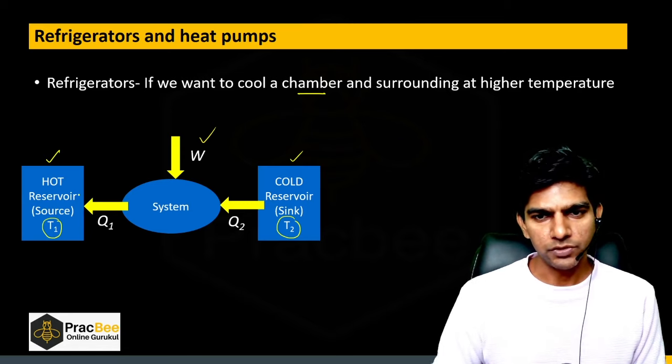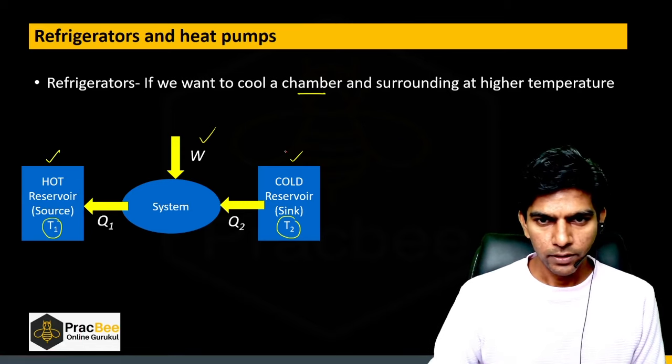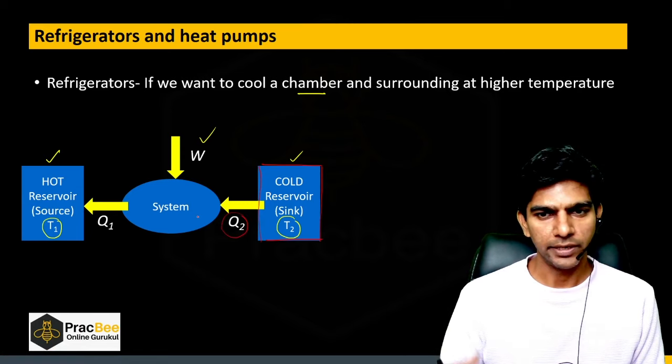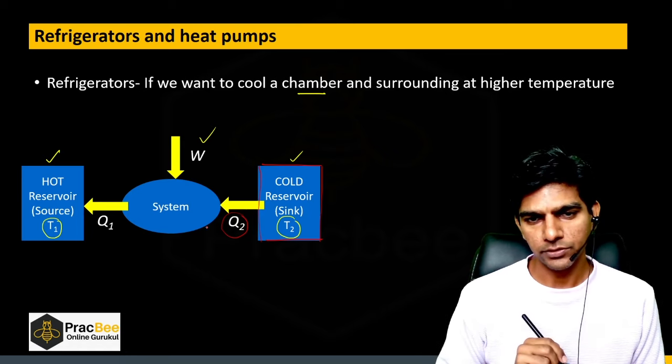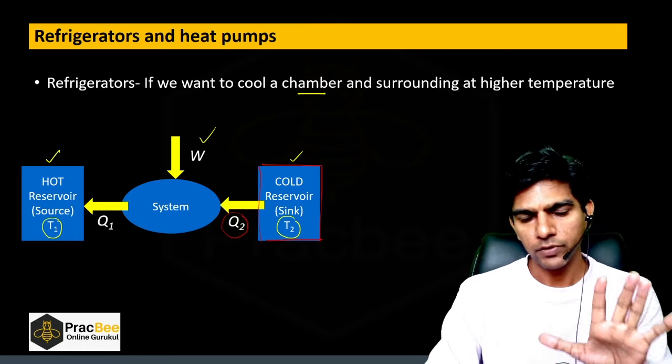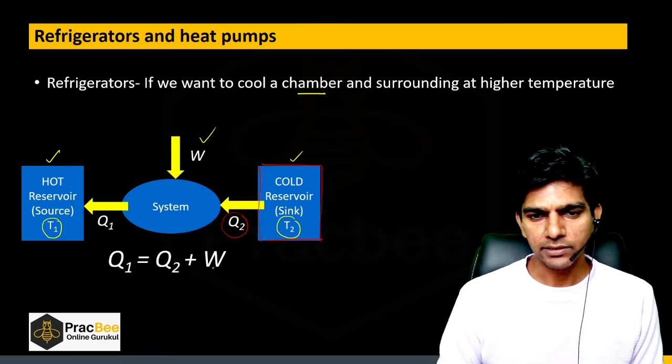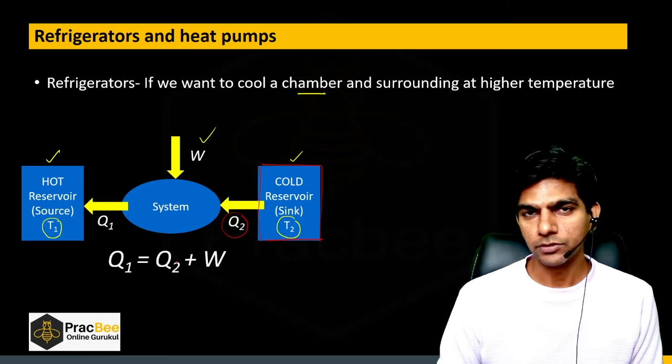Now in case of a refrigerator, this cold reservoir is the area of concern, right? We want to maximize this Q2. So first of all, if I apply energy conservation for this system, we can clearly see that work done will be Q1 minus Q2.